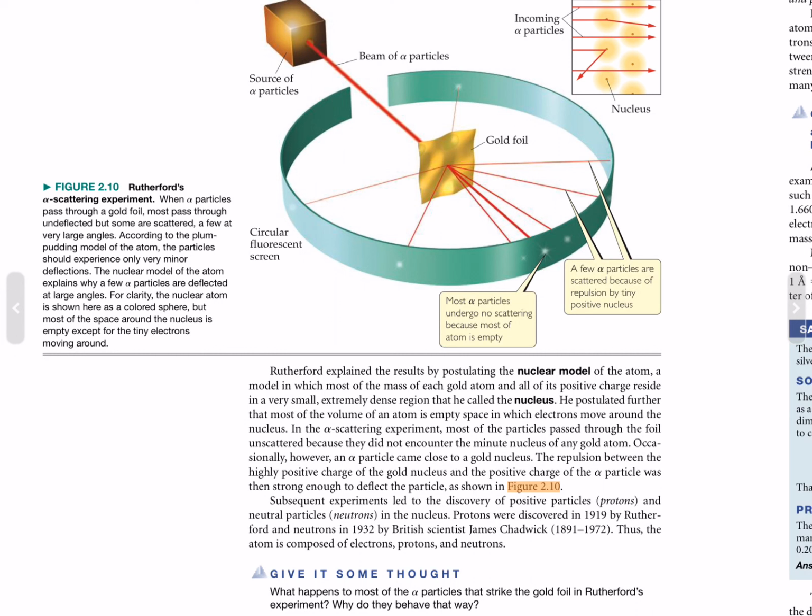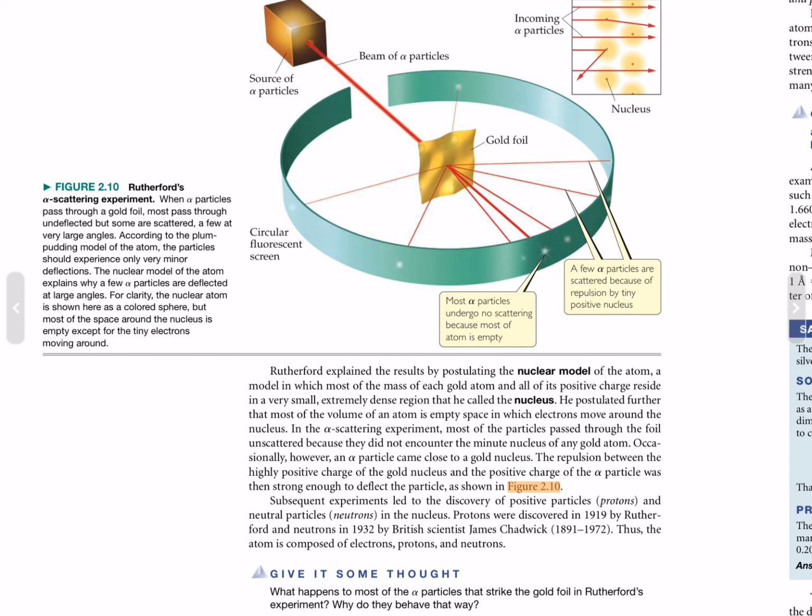Occasionally, however, an alpha particle came close to the gold nucleus. The repulsion between the highly positive charge of the gold nucleus and the positive charge of the alpha particle was then strong enough to deflect the particle, as shown in Figure 2.10. Subsequent experiments led to the discovery of positive particles, protons, and neutral particles, neutrons, in the nucleus. Protons were discovered in 1919 by Rutherford, and neutrons in 1932 by British scientist James Chadwick. Thus, the atom is composed of electrons, protons, and neutrons.